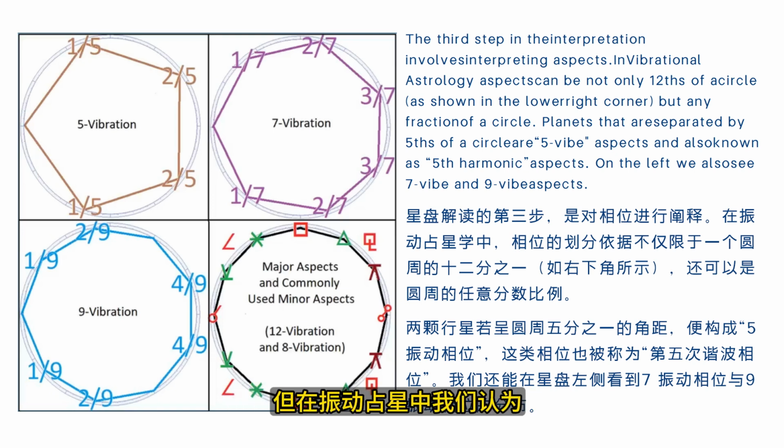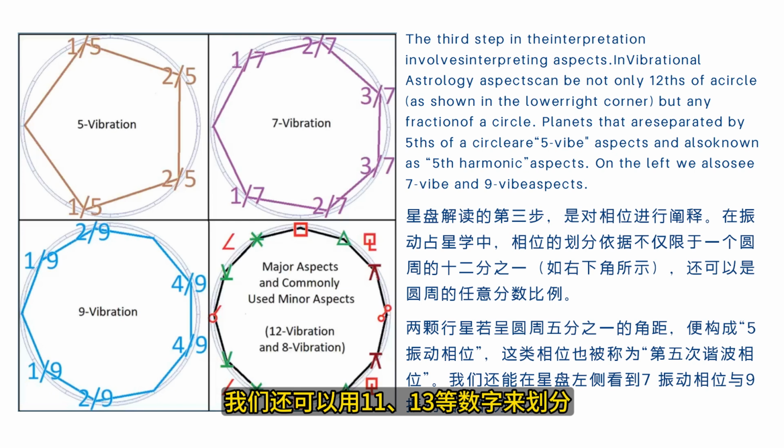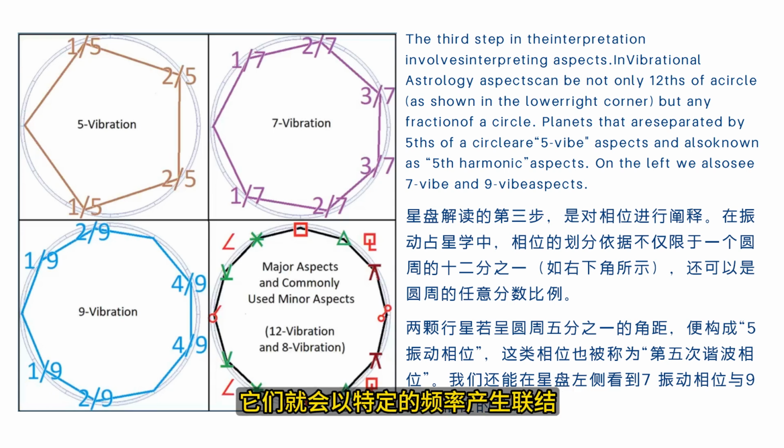But in vibrational astrology, we believe we can divide the circle by 5, not just by 12, by 7, by 9. Those are the 3 I show here. We can divide by 11. We can divide by 13. There are all of these. They're like frequencies. They're vibrations. And if planets are 1/7 apart, or 2/7, or 3/7, it connects them in a certain frequency.